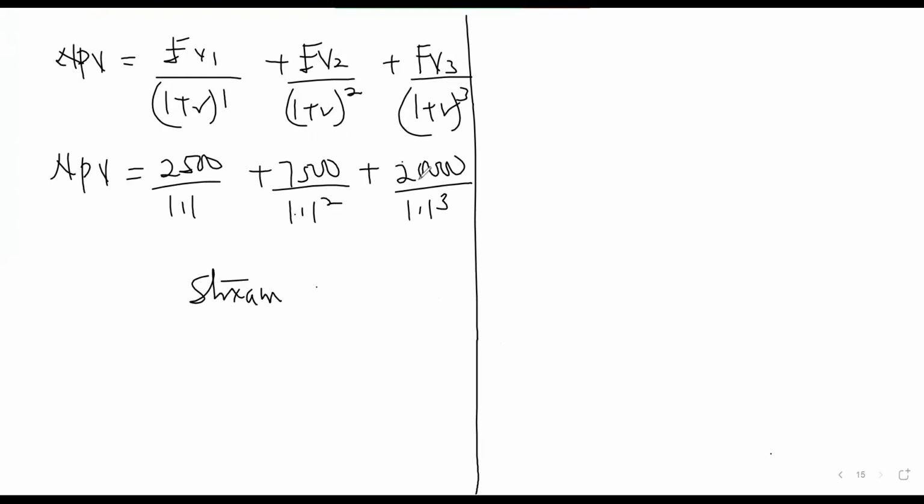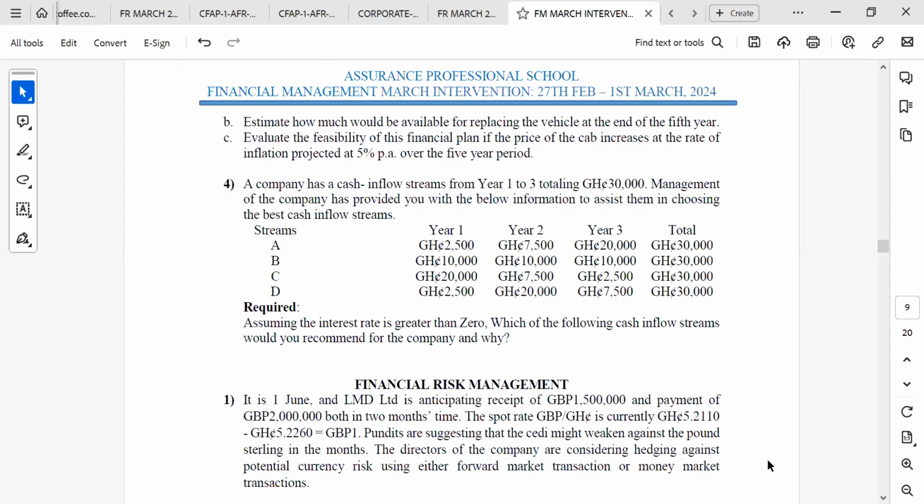For B, use the same approach. NPV is equal to, so let's take the cash flows one by one. I'm saying that someone can do year 1, year 2. Me, I'm using time. I care about time, so I can't be doing maybe some 4 marks or 5 marks and I'll be putting a table.